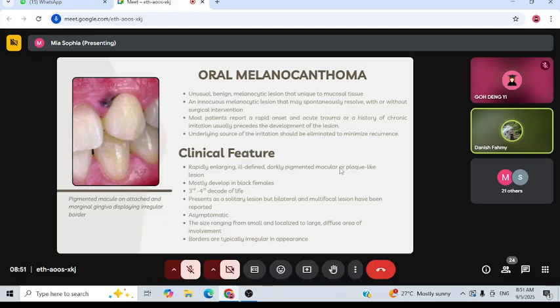Most patients report a rapid onset, and acute trauma or a history of chronic irritation usually precedes the development of the lesions. The underlying source of the irritation should be eliminated to minimize the recurrence. For the clinical feature, it is a rapidly enlarged, ill-defined, darkly pigmented macular or plaque-like lesion, with a female predilection. It most often occurs in the third to fourth decade of life, presenting as solitary lesions, but bilateral and multifocal lesions have been reported also. It is asymptomatic, not painful, and the size ranges from small and localized to large diffuse areas of involvement, and the borders are typically irregular in appearance.